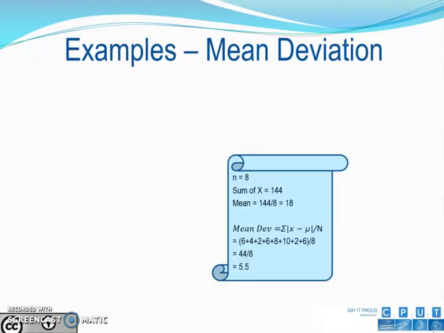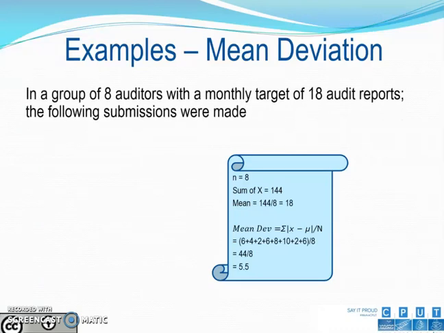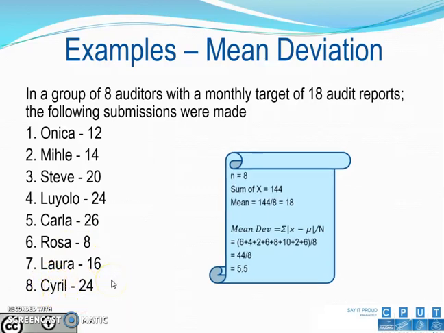Now onto an example of how we can calculate our mean deviation. We are given a question that says, in a group of 8 auditors with a monthly target of 18 audit reports, the following submissions were made. We have Monica submitting 12, Mihle submitted 14, Steve submitted 20, Loyola submitted 24, Carola 26, Rosa submitted 8, Laura submitted 16, and Cyril submitted 24.